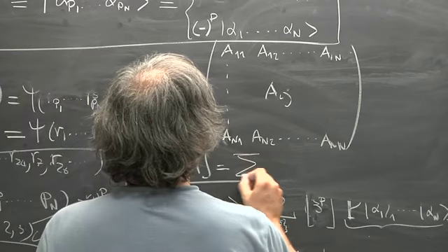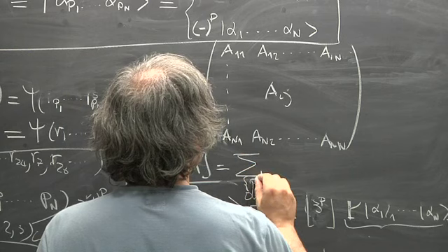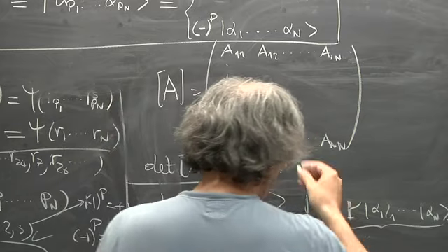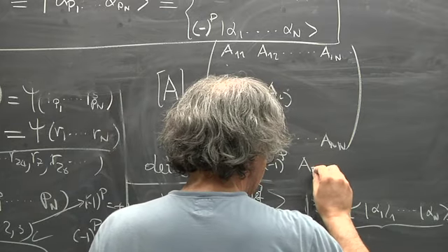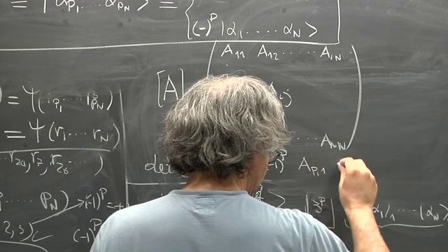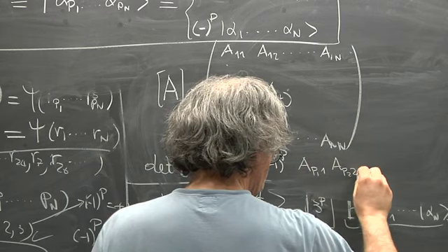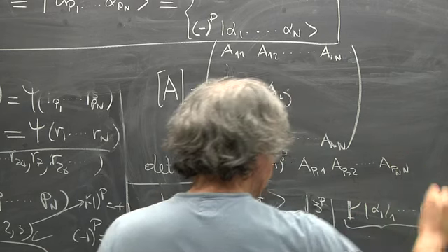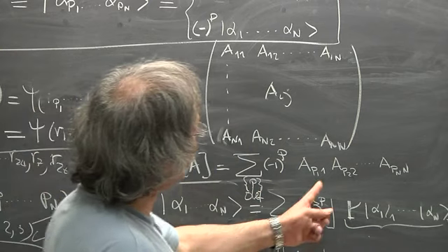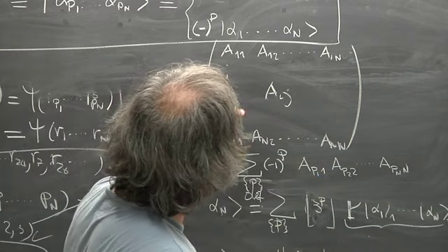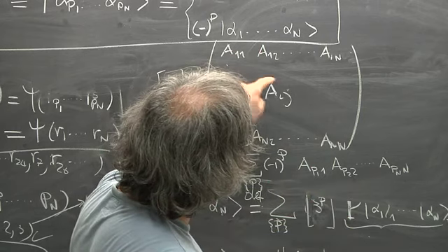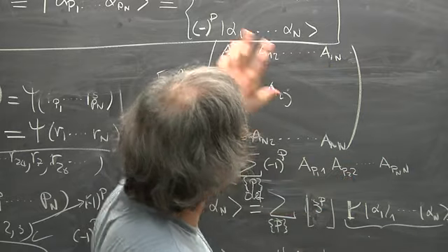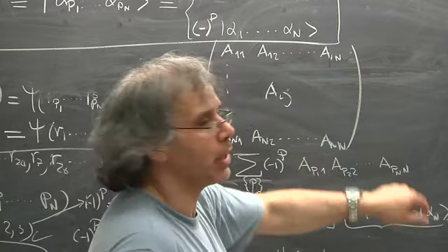There is a way of calculating it with the sum over all possible permutations, (-1) to the number of permutations, and then you put, for instance, A P1,1, A P2,2, A Pn,n. In other words, take an element from the first column, element P1, second column, element P2, third column, P3, n column, Pn, where P1, P2, Pn will be all different, obviously, and make a product.